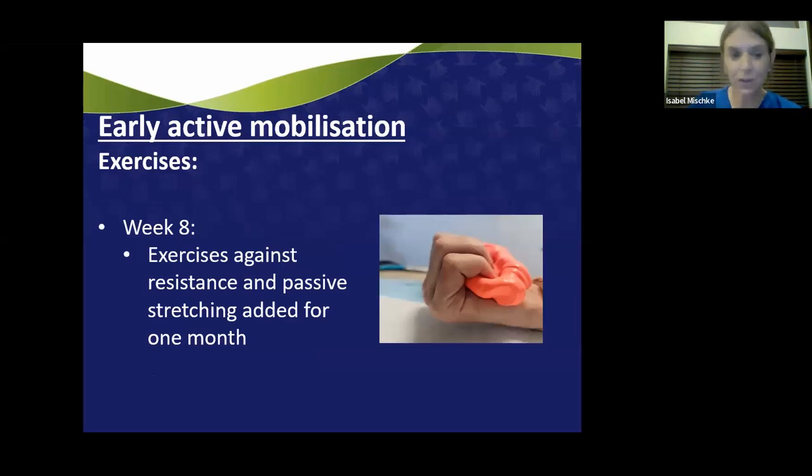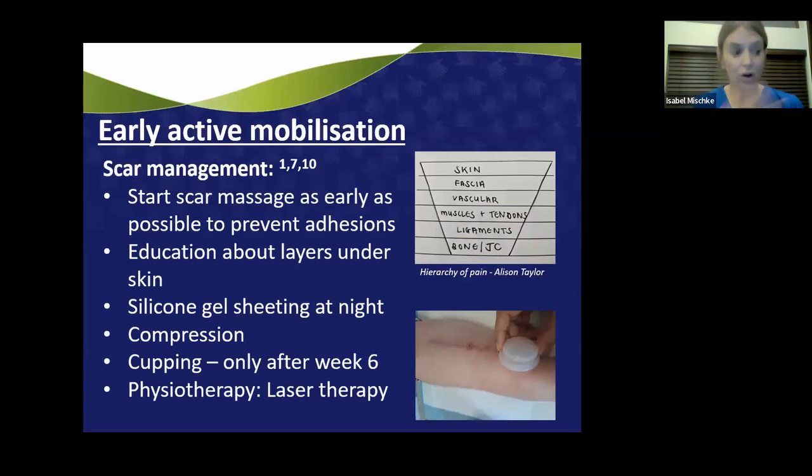And then at week 8, we're going to start with exercises against resistance and passive stretching added if necessary for another month, up to 12 weeks. And by 12 weeks, your patient can gradually start going back to normal activities, except for very vigorous sport, contact sport, gymming, things like that. They need to gradually ease into that. But at week 12, they can go back to normal activities of daily living and back to doing what they want to do.